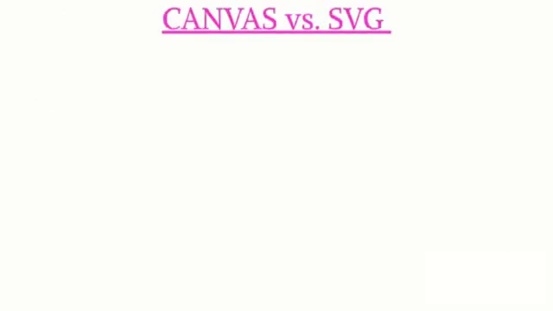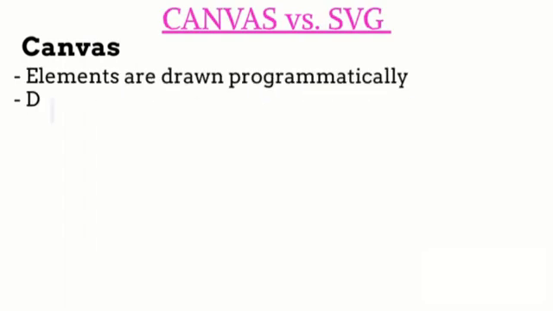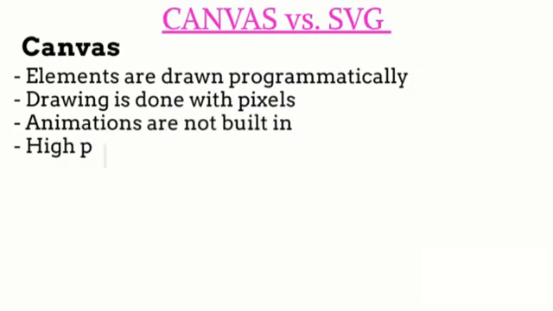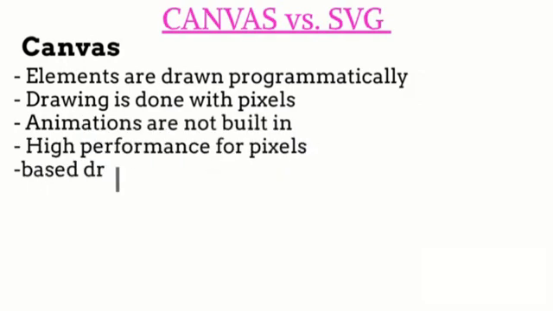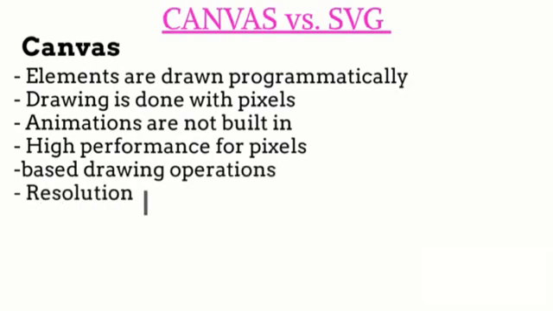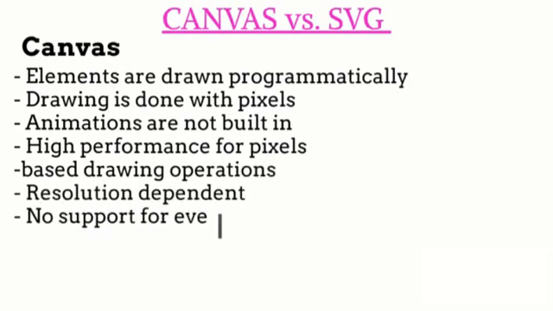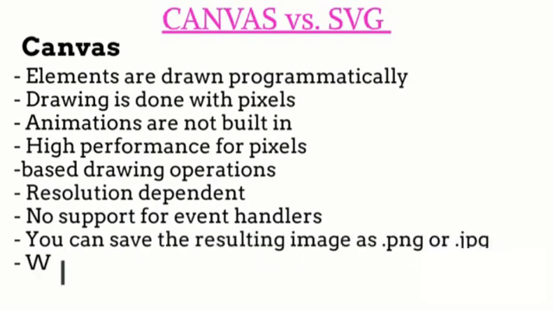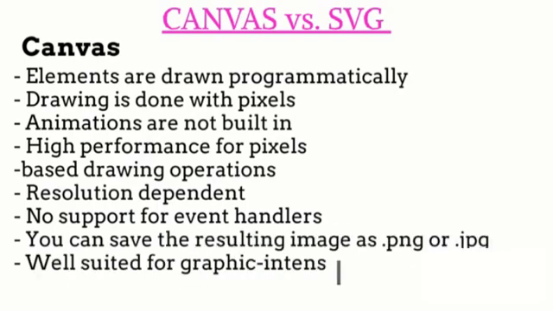The features of Canvas are as follows. Elements are drawn programmatically. Drawing is done with pixels. Animations are not built in. High performance for pixels-based drawing operations. Resolution dependent. No support for event handlers. You can save the resulting image as .png or .jpg. Well suited for graphic-intensive games.